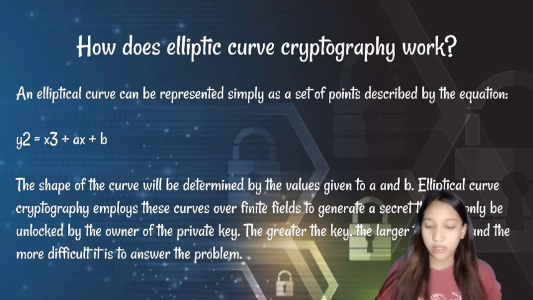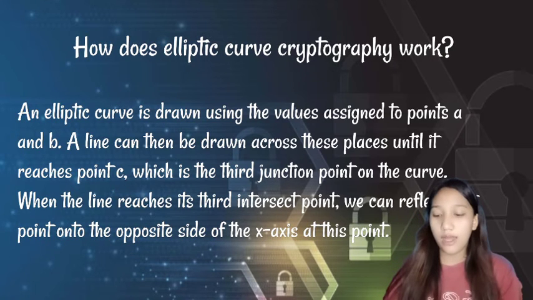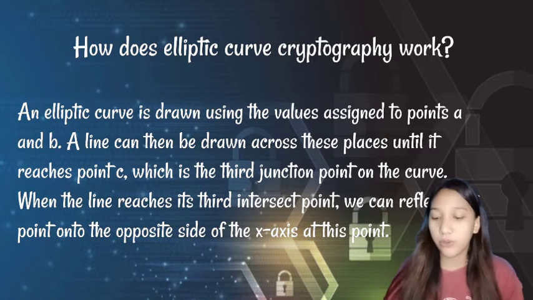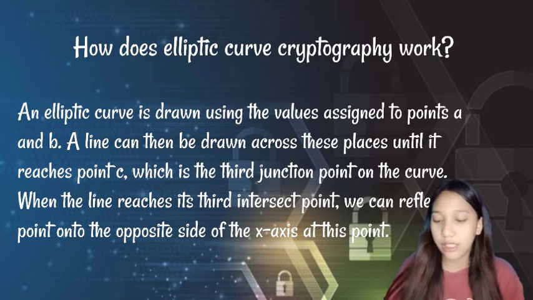The greater the key, the larger the curve, and the more difficult it is to solve the problem. An elliptic curve is drawn using the values assigned to points A and B. A line can be drawn across this plane until it reaches point C, which is the third intersection point on the curve. When the line reaches its third intersection point, we can reflect that point to the opposite side of the x-axis.